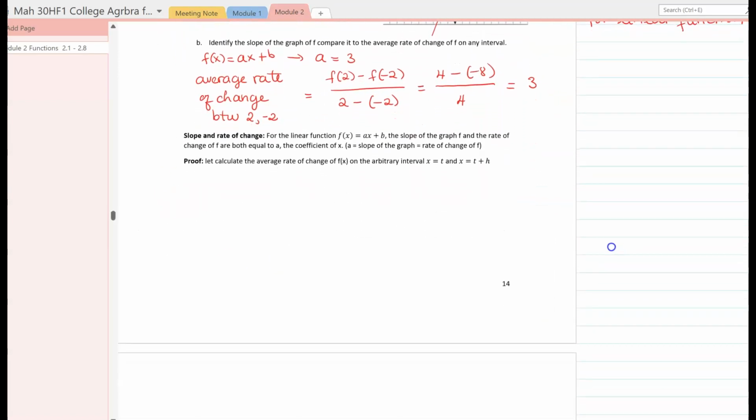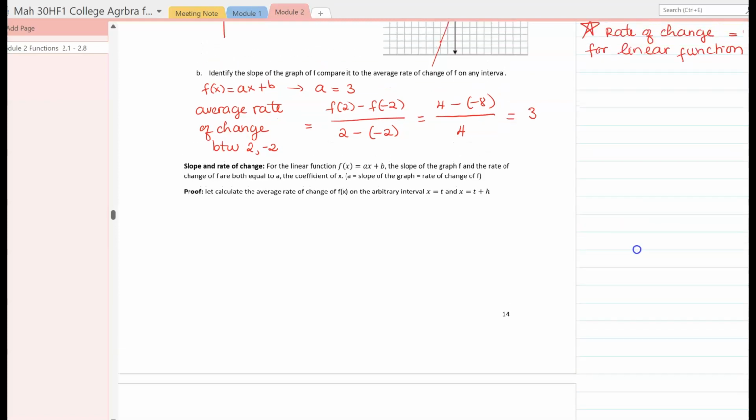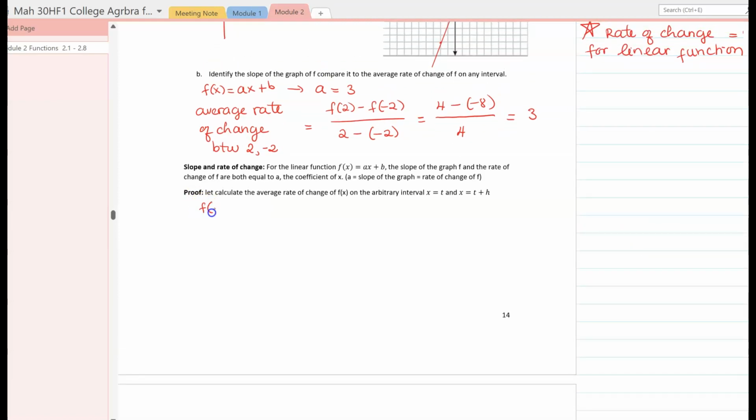Slope and rate of change. For the linear function f(x) = ax + b, the slope of the graph and the rate of change are both equal to the coefficient of x, that's a. Proof: let's calculate the average rate of change of f(x) on the arbitrary interval from x = t to x = t + h. So the function f(x) = ax + b, and we claim that the slope a is equal to the average rate of change.